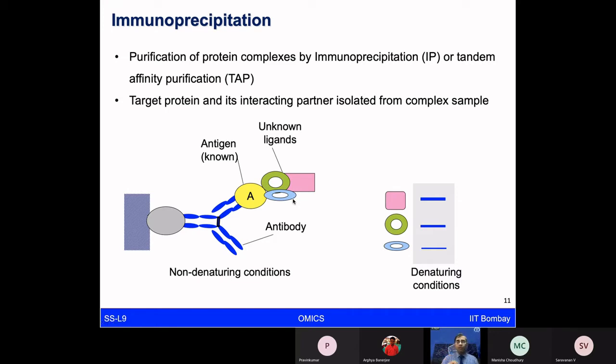Once you have done this, you denature them and run them under denaturing conditions in SDS-PAGE to look at which proteins are forming this complex. Then you can do in-gel digestion followed by mass spectrometry to identify which of these proteins are there, and whether they are interactors of this protein or not.